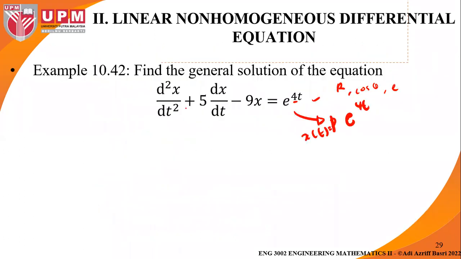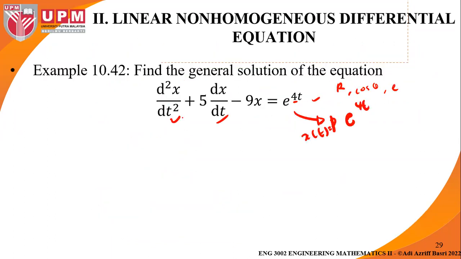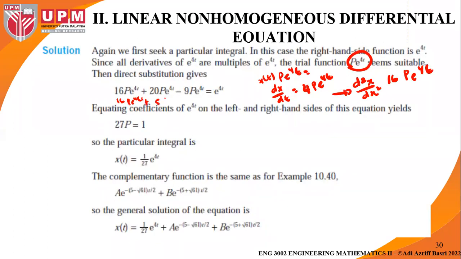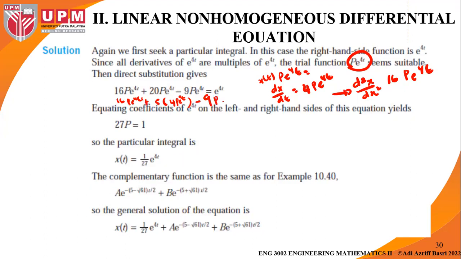So then we put it here. This is the second differentiation, this is the first differentiation. So you become 16p exponent 4t plus, the constant is 5, 5 times the first differentiation, which is 4p exponent 4t, minus 9 times the main x, which is p exponent 4t, is equal to exponent 4t. So that's how you get this equation.